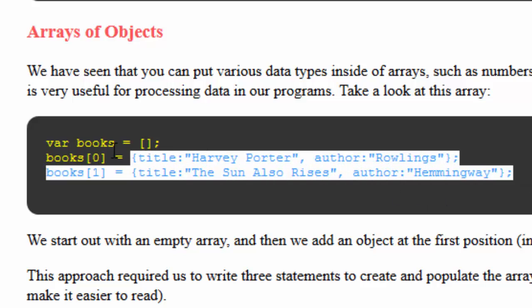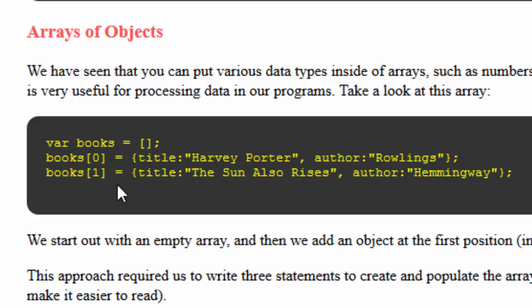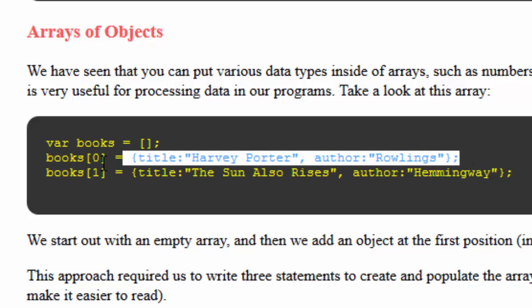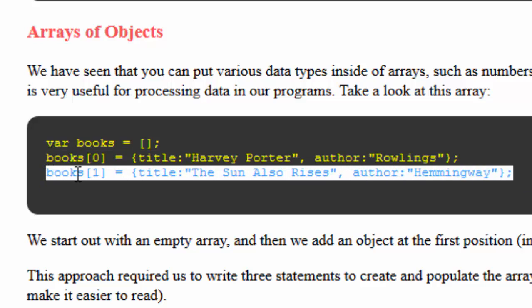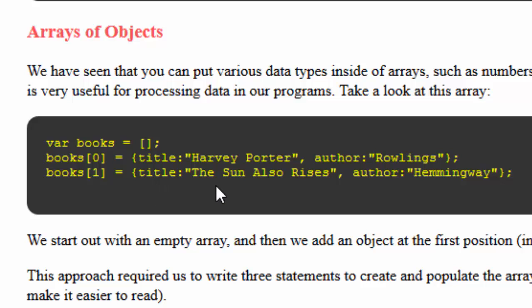Okay, so this is one way to build this array here, and notice that I did it in 3 statements. So here's my first statement. Our statements end with semicolons, and after this line of code runs, we'll have an empty array. After this line of code runs, we'll have an array with 1 element in it, and after this line of code runs, we'll have an array with 2 elements in it, and both those elements will be objects.